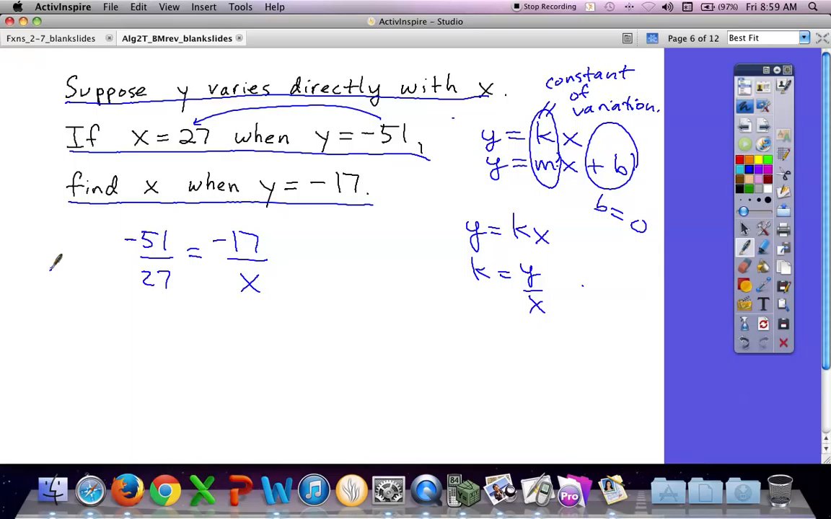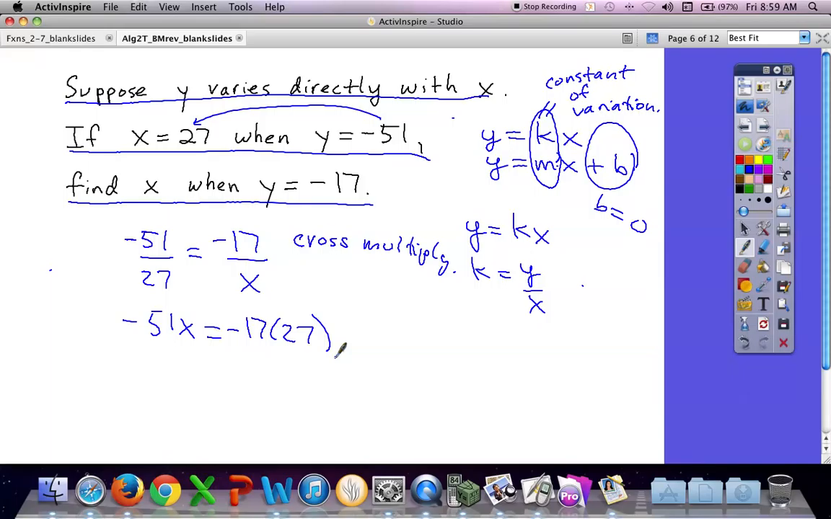It should be that, let me say, cross multiply. It should be that negative 51x equals negative 17 times 27. And that's a basic algebra thing that you can solve.